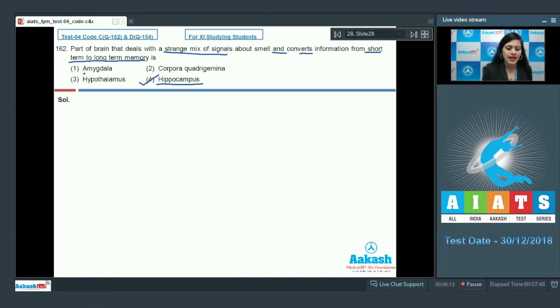The very first option given is amygdala, and amygdala is also a part of limbic system, and this part is involved in emotional reactions like rage and anger, etc. So this cannot be a correct answer. The next option given is corpora quadrigemina, and this is also an incorrect option because corpora quadrigemina are 4 round swellings which are present on the dorsal portion of midbrain. The next option given is hypothalamus, and this is also an incorrect option. Hypothalamus is a part of forebrain which controls body temperature, urge for drinking, eating, sexual urges, and emotions like rage, anger, etc. So the correct answer to this question is option number 4. Let's discuss our next question.